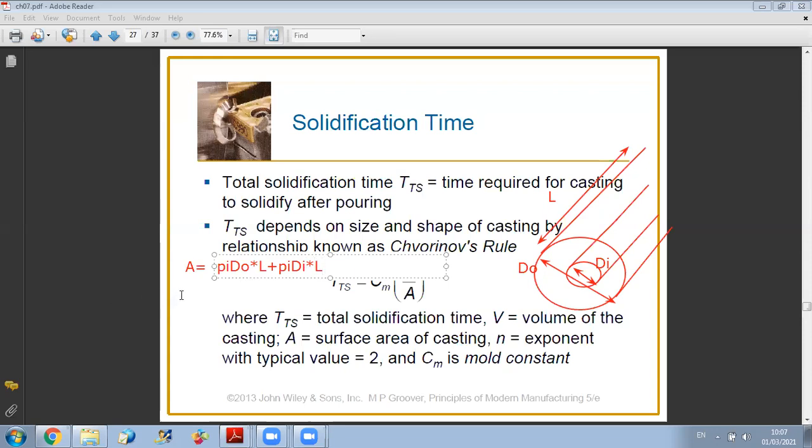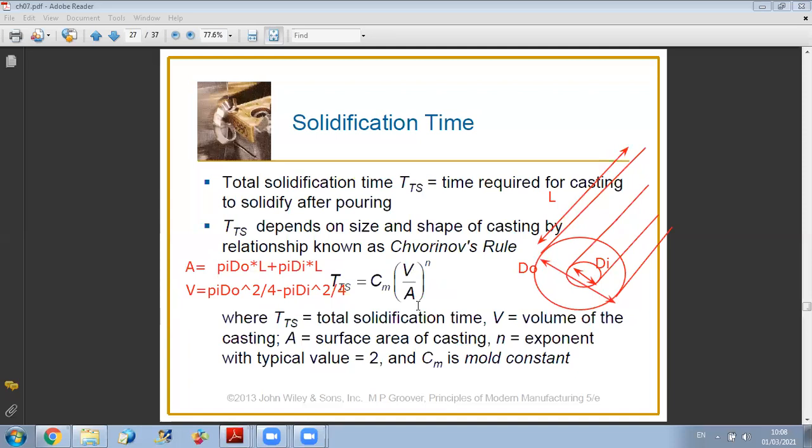And concerning the volume, since we have a hole, the volume is pi d outer squared over 4 minus pi d inner squared over 4. So this is how I can find the A and V, and the total solidification time will be proportional to the ratio of V over A.